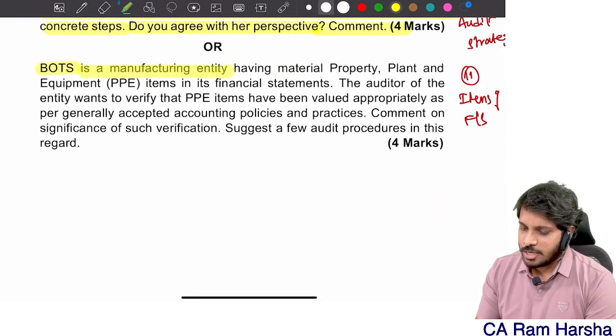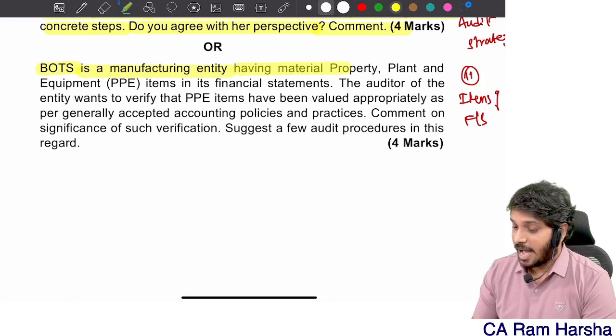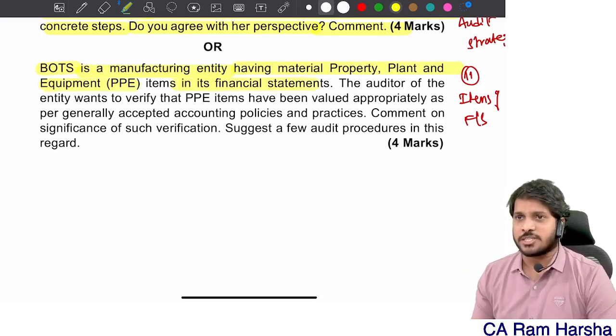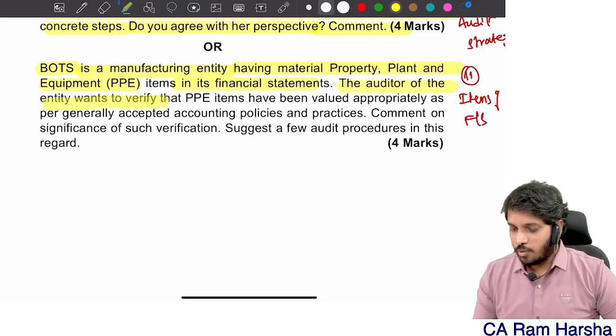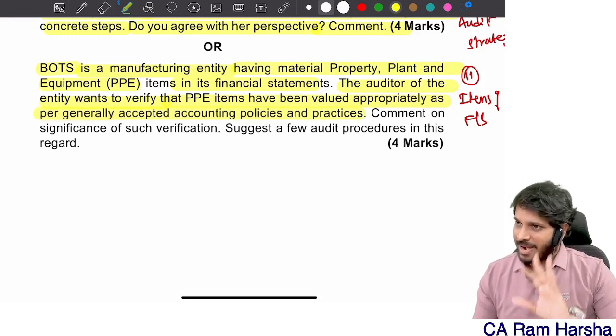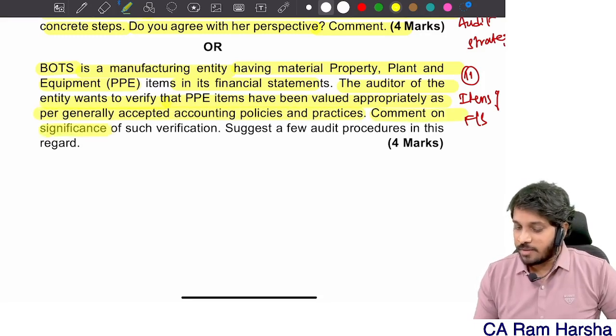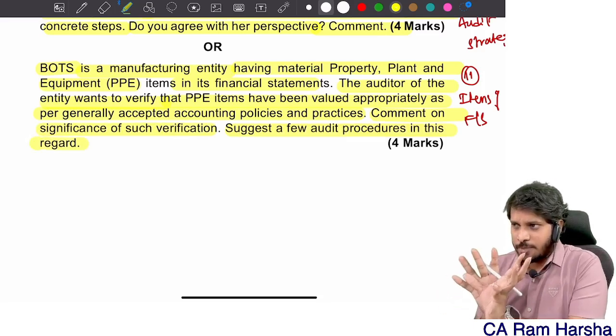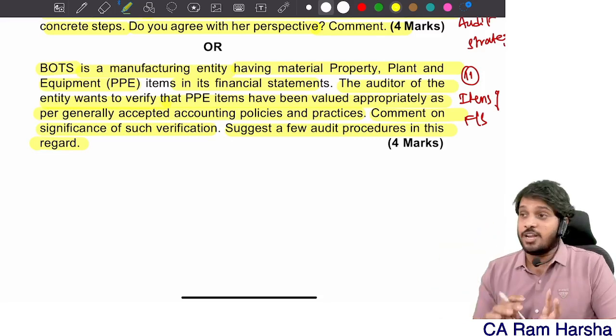Bots is a manufacturing entity having material PPE, meaning significant PPE in its financials. The auditors of the entity want to verify that PPE have been valued properly as per GAAP and practices. Comment on the significance of such verifications. Suggest a few procedures: what is the audit procedure you perform to ensure that the value of the PPE is correctly done.